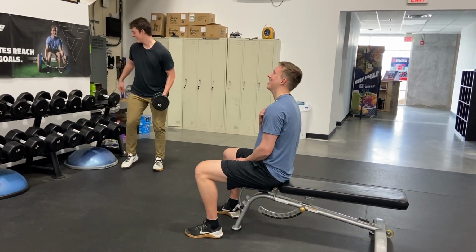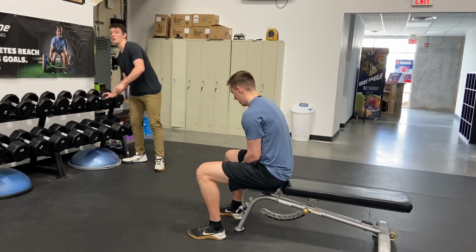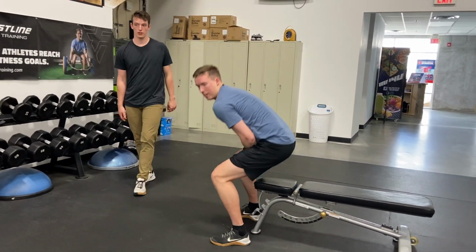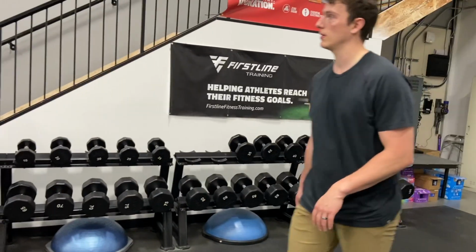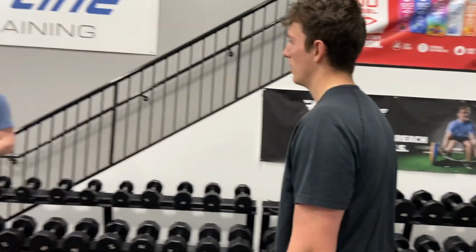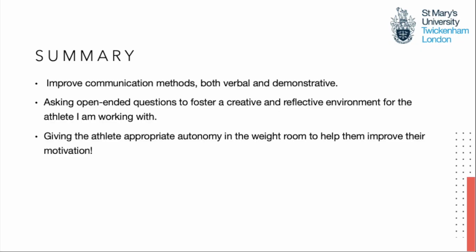My coaching process has taken on a more reflective and self-check style, helping the athlete understand their movement faults and successes, increasing confidence and intrinsic and extrinsic motivation through an environment that supports autonomy. Through my reflection, here are the three main things I need to continue improving. Investing time in improving my communication methods, both verbal and demonstrative. Asking open-ended questions that foster a creative and reflective environment for the athlete I'm working with. And lastly, giving the athlete appropriate autonomy in the weight room to help them improve their motivation.